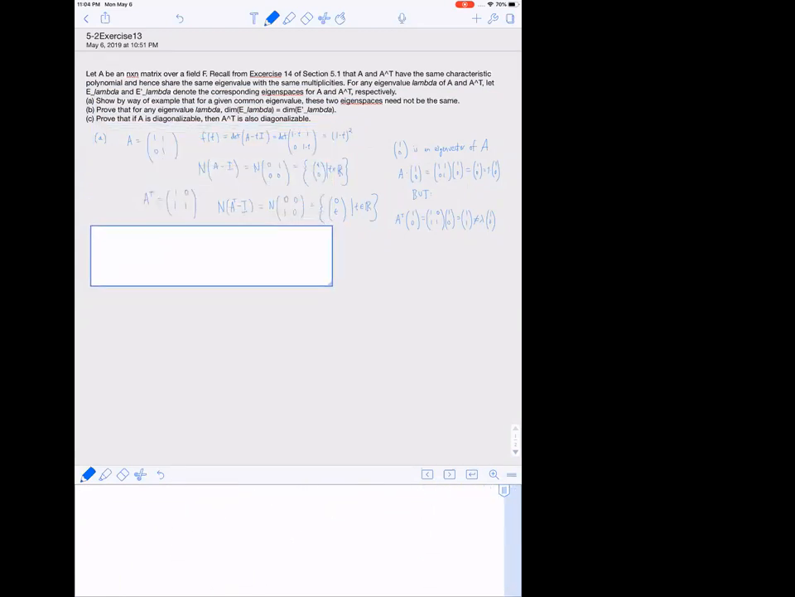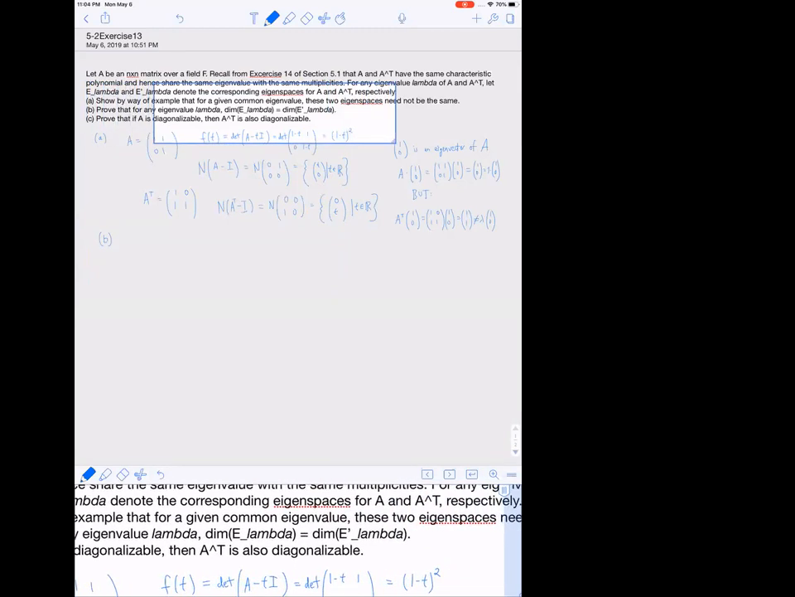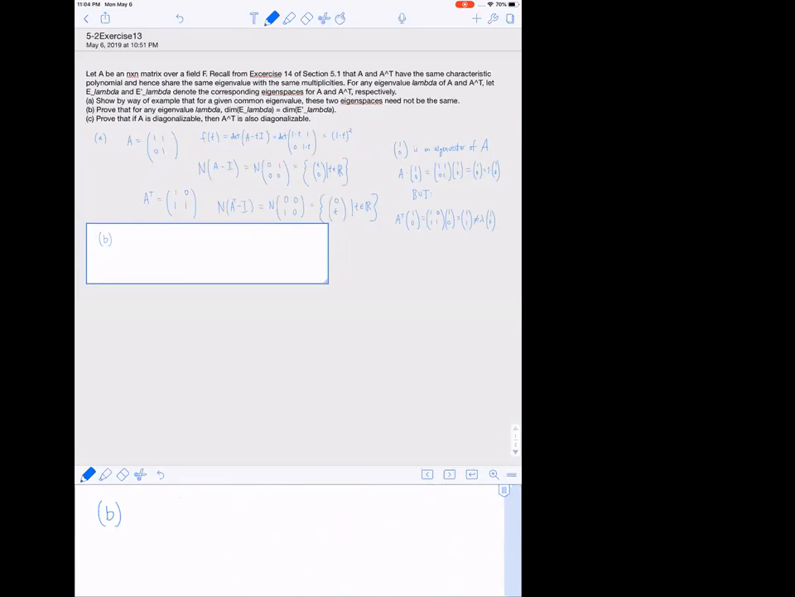Great, let's look at part B then. Part B wants us to prove that for any eigenvalue lambda, the dimension of E lambda is equal to the dimension of E prime lambda. All right, so we'll figure out what that really says. What is E prime lambda? Well, that's the null space of this A transpose matrix minus lambda times the identity.